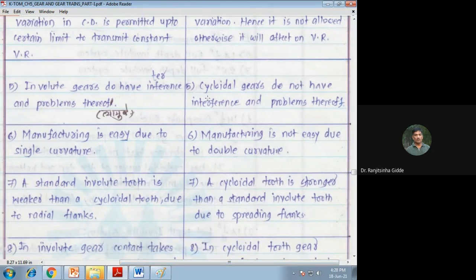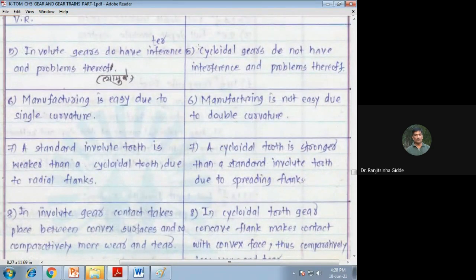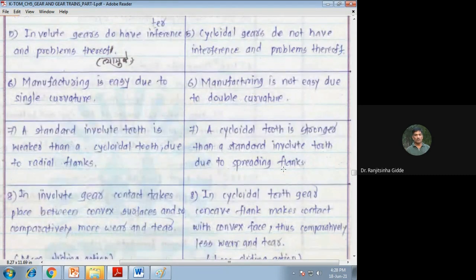And here you can take this fifth for the cycloidal. You can write the remaining because it is simple to understand. Manufacture is easy due to single curvature. Manufacturing is not easy due to double curvature. And the remaining two, write this.